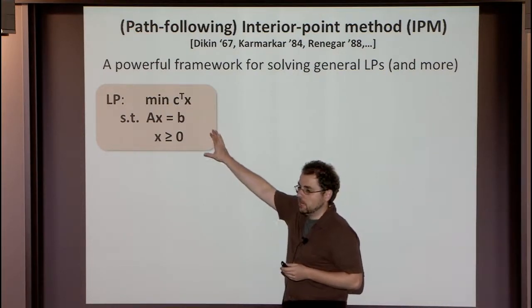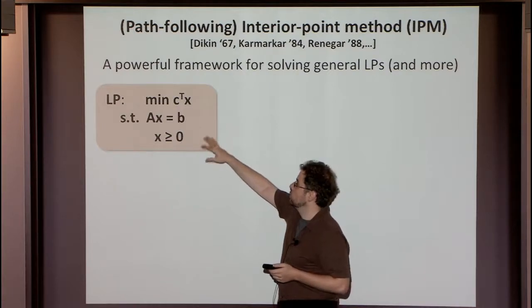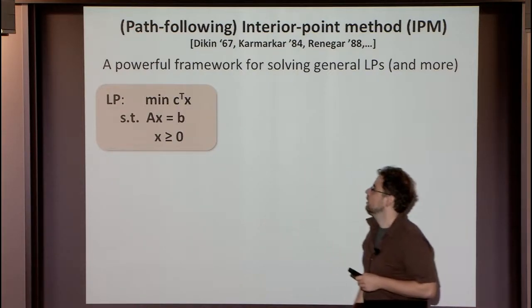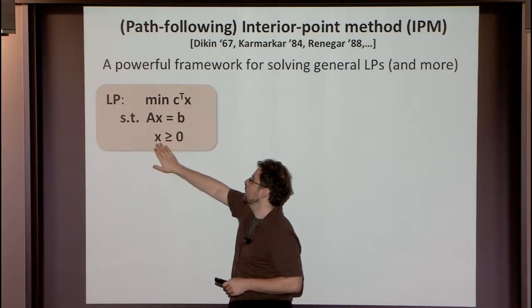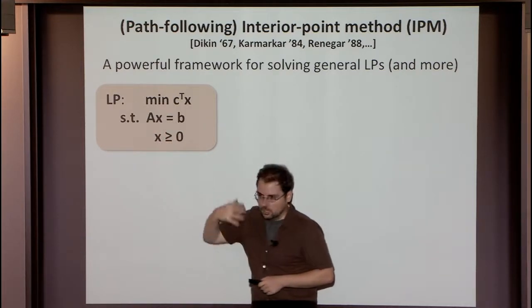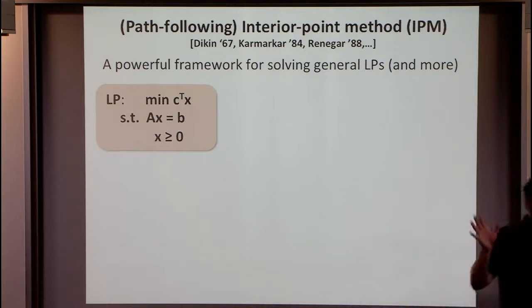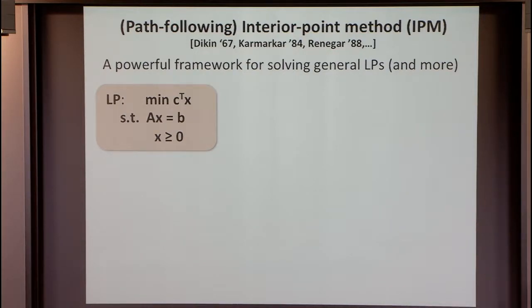So imagine that we have some linear program in this form. So we have min c·x, and we have equality constraints, so Ax = b, but also we have non-negativity constraints. And you can convince yourself that you can cast any LP in this form. So we are not losing anything in generality here.